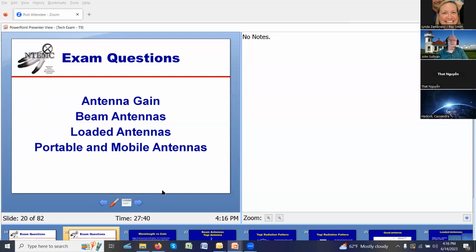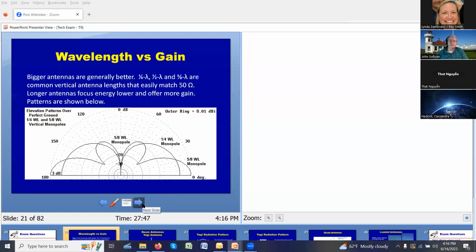So let's talk a little bit about antenna gain, beams and beam antennas, loaded antennas, and portable and mobile antennas. Generally, bigger antennas are better. Bigger is better. The most common types of vertical antennas you're going to find are a quarter wave, half wave, and 5/8 wave, and that's because they can be more easily matched to 50 ohms than some other lengths.